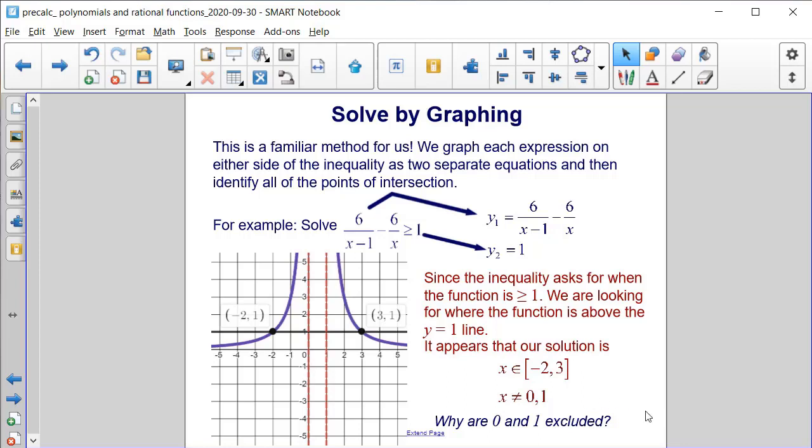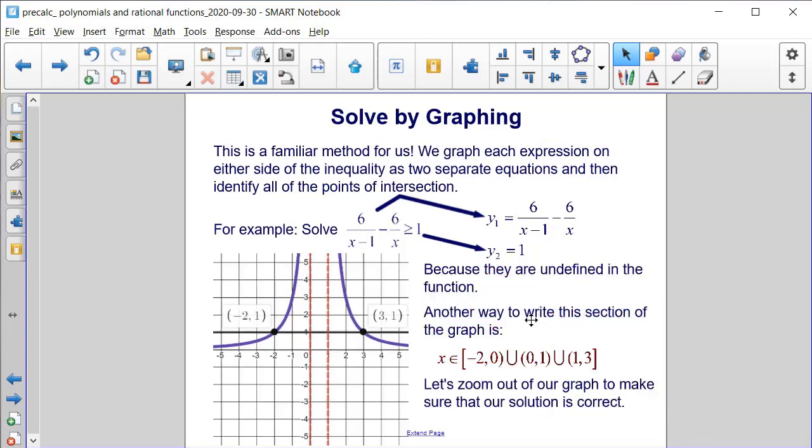Well, why is that the case? The reason why x equals 0 and x equals 1 are not included is because that's where the rational function equals 0 in the denominator, or is undefined. So because the function's undefined at x equals 0 and x equals 1, they are not included in this set. So another way to write this section of the graph is that x is contained in the interval from -2 to 0, including -2, in union with 0 to 1, in union with 1 to 3, where 3 is included.